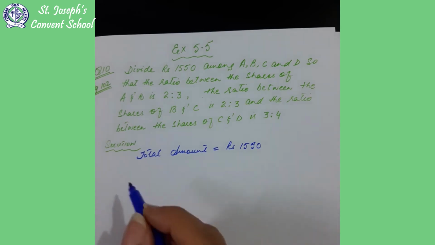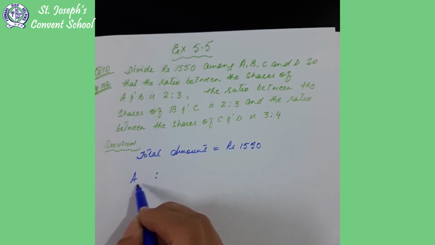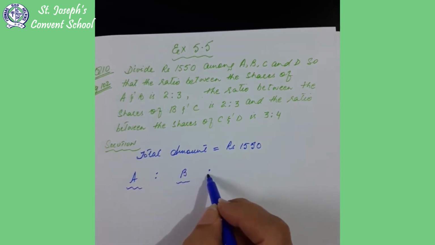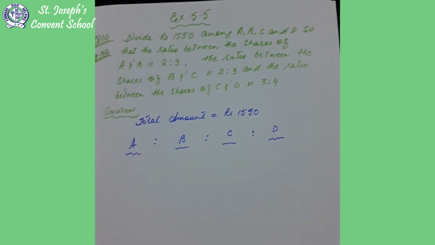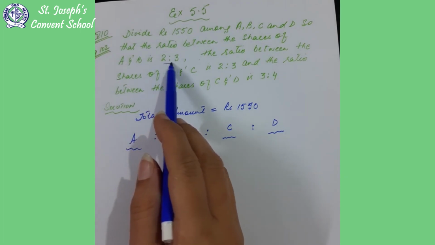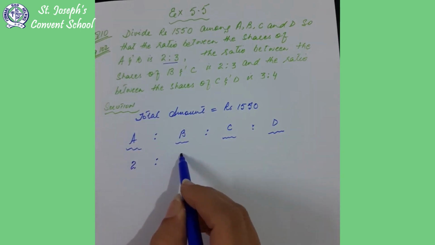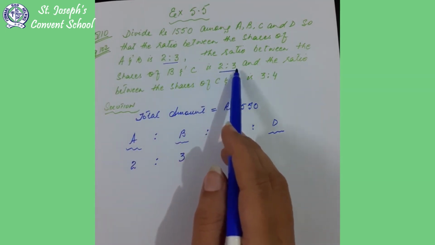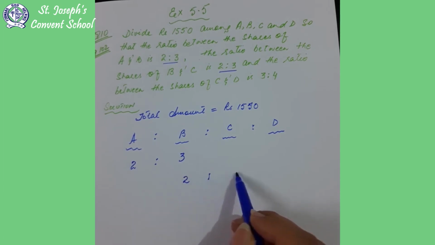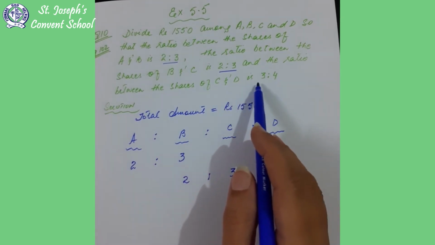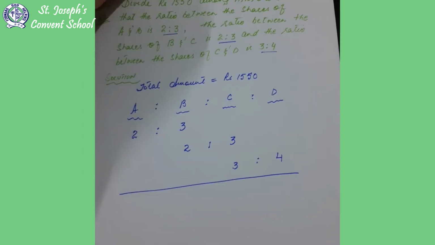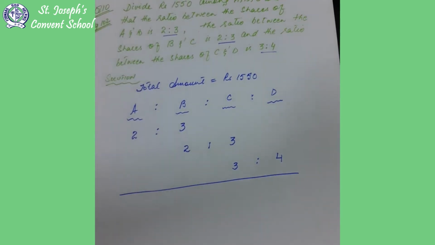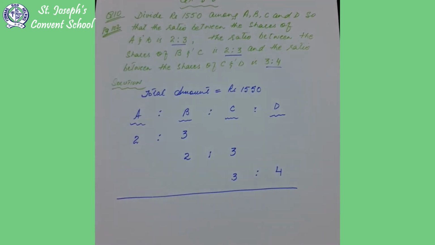Again, you will write A, B, C, and D. There are 4 quantities. So A is to B is to C is to D. Now the ratios are given in the question. A is to B is 2:3, so 2 is to 3. Then the ratio of B and C is 2:3, again 2 is to 3. And the ratio between C and D is 3:4, 3 is to 4. So one by one we are going to solve this. These are the ratios.